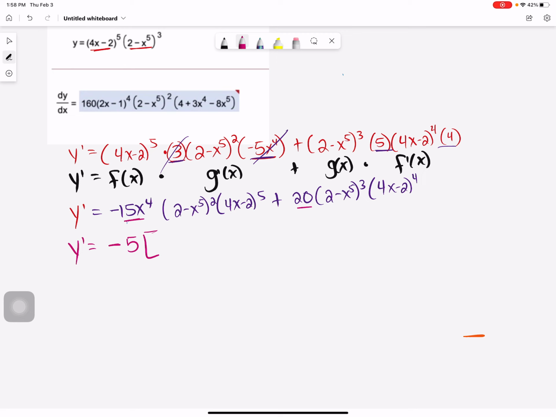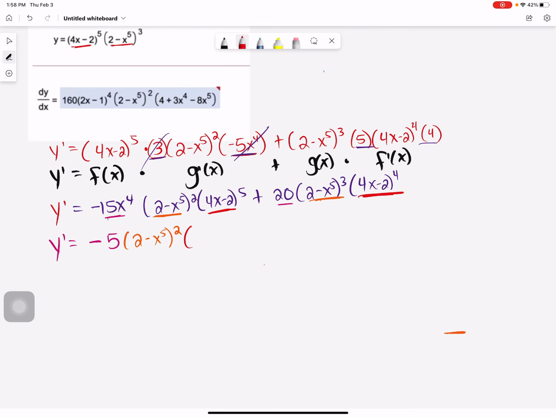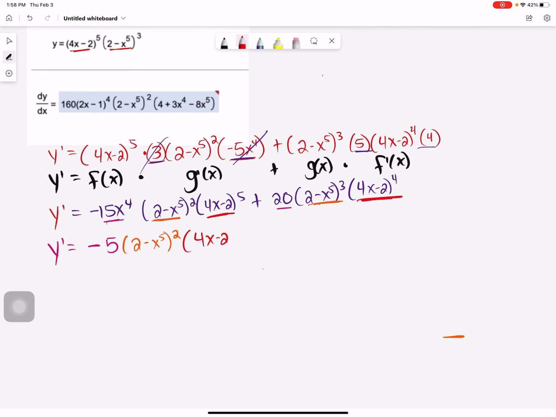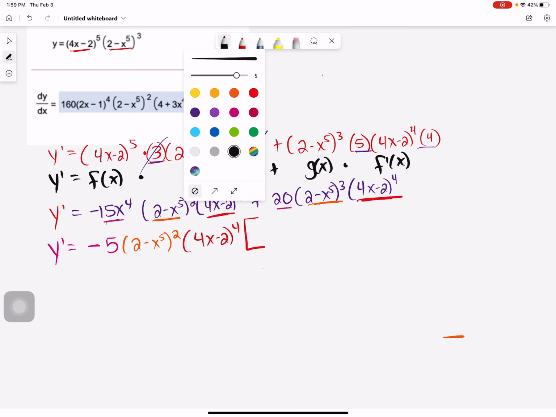But I also want to look at, if I change my colors, what I notice is that both of my expressions have at least 2 of the 2x minus 5. So I'm going to take out 2 of those. And I also notice that I have at least 4, because the smallest exponent was 4, of the 4x minus 2 expressions. So that is my greatest common factor. That's what I'm going to bring out. I'm going to divide everything by that. All right, so let's do that.